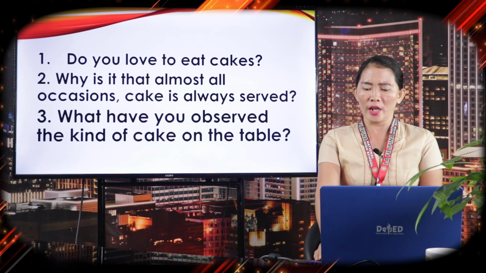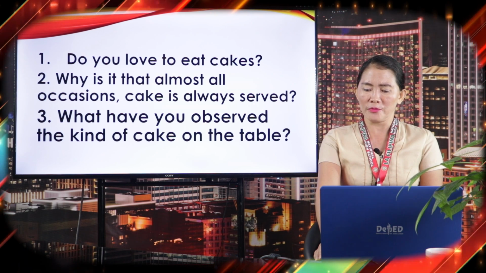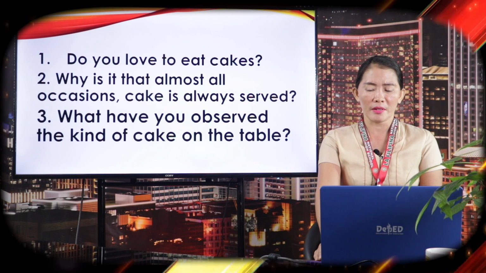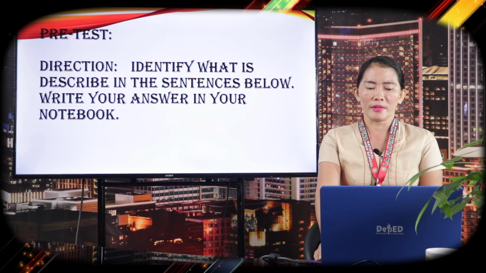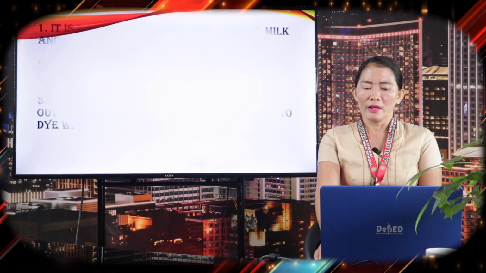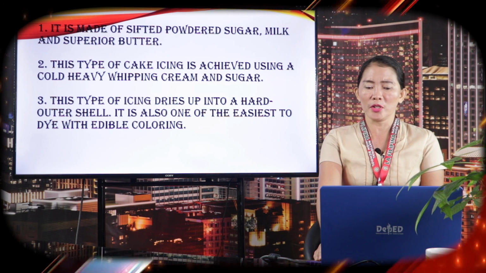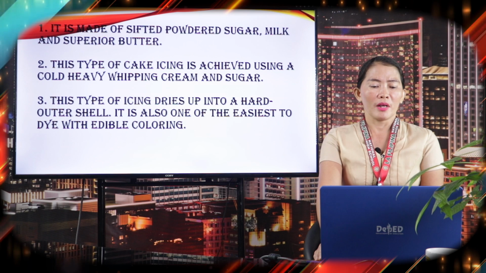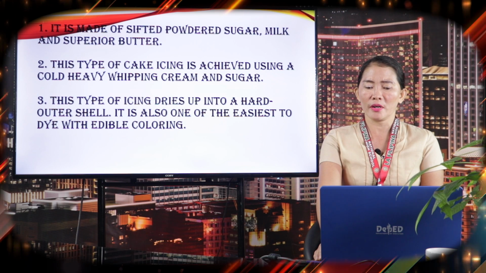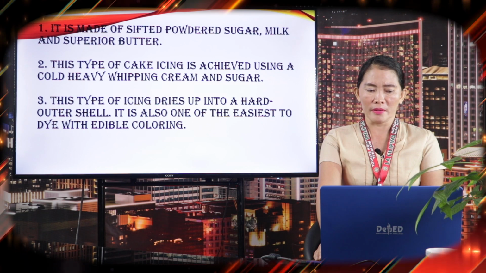Before we proceed to our lesson proper, let us answer first the following questions for the pre-test. Please observe honesty in answering the questions. Identify what is described in the sentences below. Write your answer in your notebook. Number 1. It is made of sifted powdered sugar, milk, and superior butter. Again, it is made of sifted powdered sugar, milk, and superior butter.